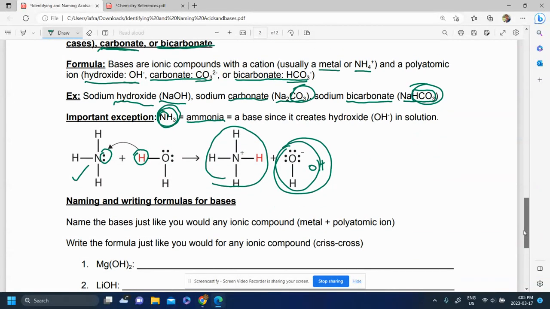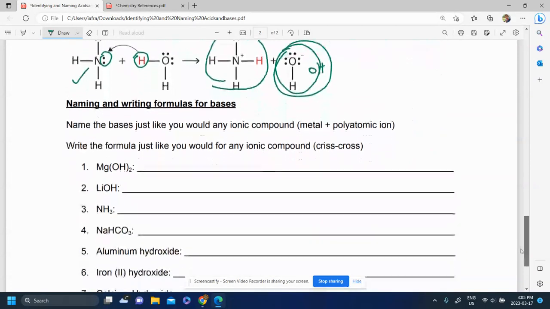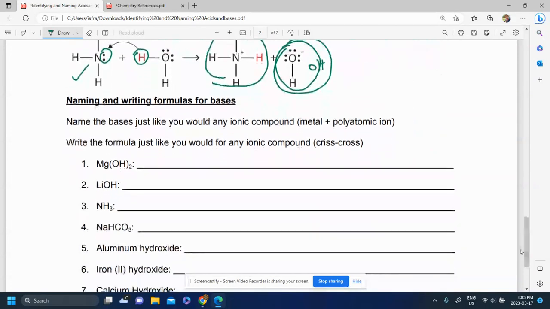So now what we're going to do is take a look at how we name and write formulas for bases. There's nothing different from what we've already learned from other ionic compounds. You name them as if they were ionic compounds. Just name the metal and the polyatomic ion. And then you write the formula just like you would any other ionic compound with crisscross. I would just put AQ next to it because bases are often aqueous. They don't have to be, but they often are. Acids always do have to be.